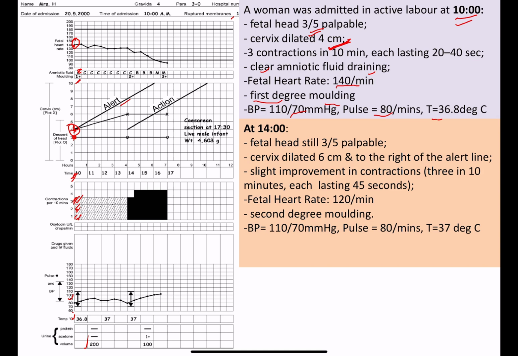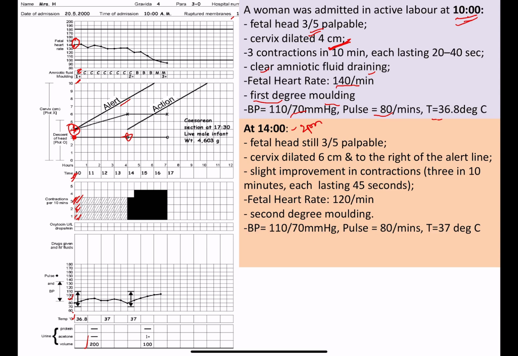After 4 hours, that means at 2 p.m., you can see we did another PV examination where we found the fetal head was still 3/5 palpable, right? The fetal head was 3/5 palpable, which was the same as 4 hours before at 10 a.m. and the cervical dilatation was 6 centimeter.